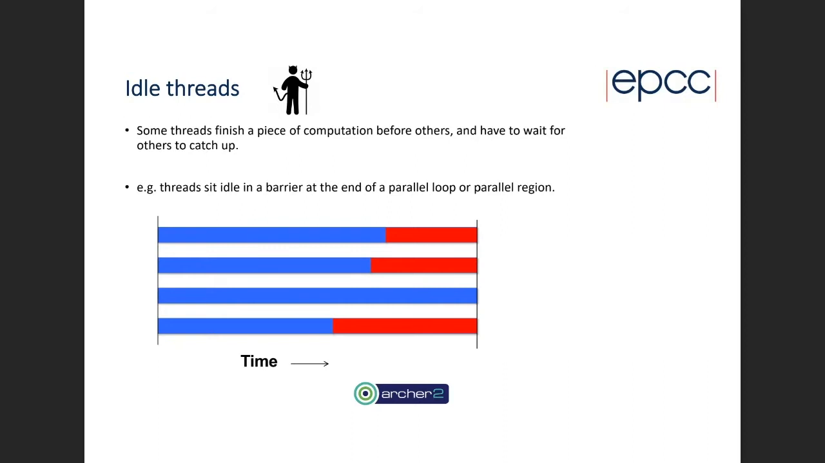The second evil is idle threads. This is largely due to imbalanced load. What typically happens is that some threads finish a piece of computation before others and have to wait for others to catch up. So very typically you find that you have threads sitting idle in a barrier at the end of a parallel loop or a parallel region. The way OpenMP is designed encourages you to put lots of barriers in your code, because there are implicit barriers at the end of every parallel loop and every parallel region.